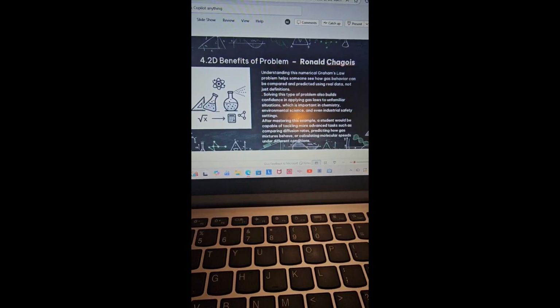4.2D, benefits of the problem. Understanding the numeric Graham's law problem helps someone see how gas behavior can be compared and predicted using real data, not just definitions. Solving this type of problem also builds confidence in applying gas laws to unfamiliar situations, which is important in chemistry, environmental science, and even industrial safety settings. After working through this example, a student will be capable of tackling more advanced tasks such as comparing diffusion rates, predicting how gas mixtures behave, or calculating molecular speed under different conditions.